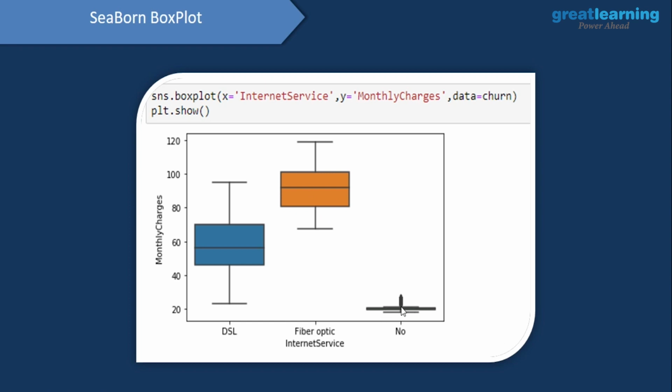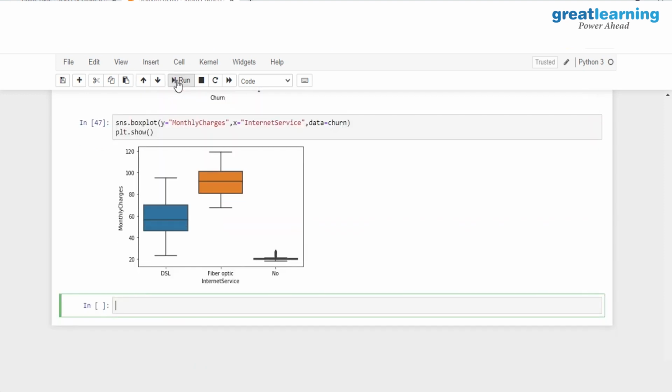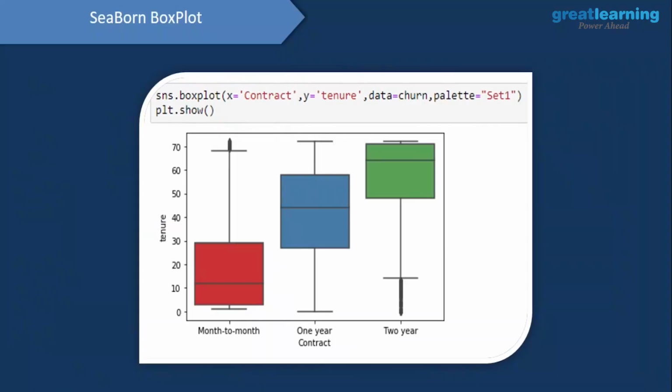So when you compare this box to these two boxes, it is very evident that people who don't have internet service, their monthly charges are very, very low. I'll copy the same command over here, but on the y-axis, I'll have monthly charges, and on the x-axis, I'll have internet service, and this is the resultant box plot which we'll be getting.